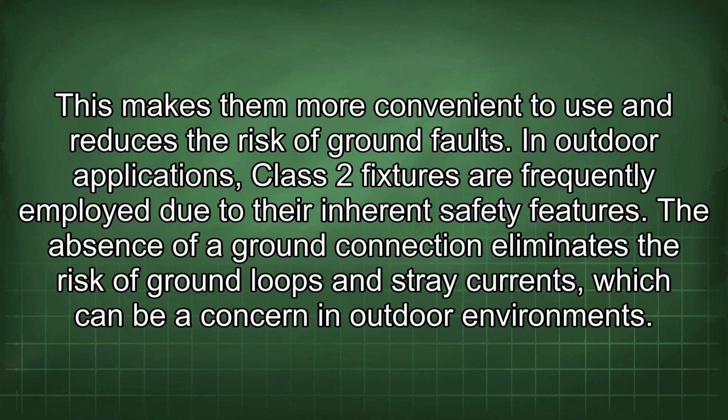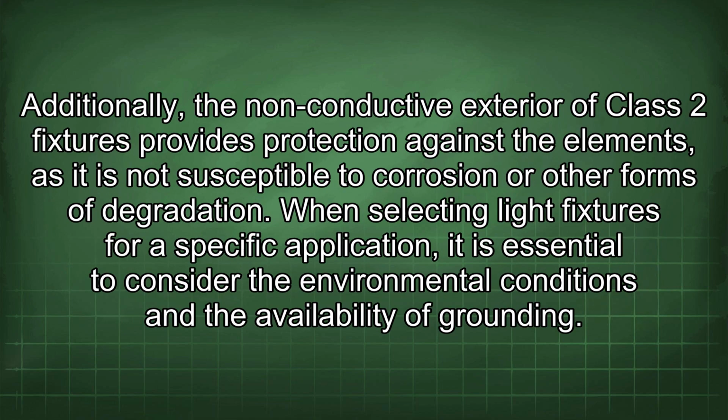In outdoor applications, Class 2 fixtures are frequently employed due to their inherent safety features. The absence of a ground connection eliminates the risk of ground loops and stray currents, which can be a concern in outdoor environments. Additionally, the non-conductive exterior of Class 2 fixtures provides protection against the elements, as it is not susceptible to corrosion or other forms of degradation.